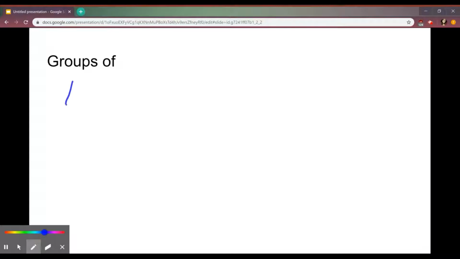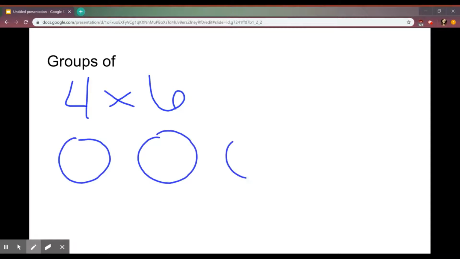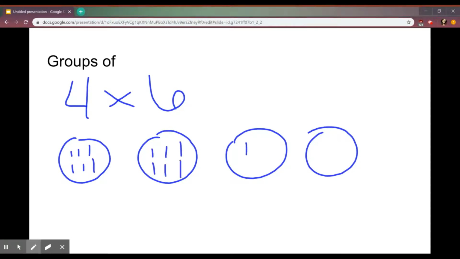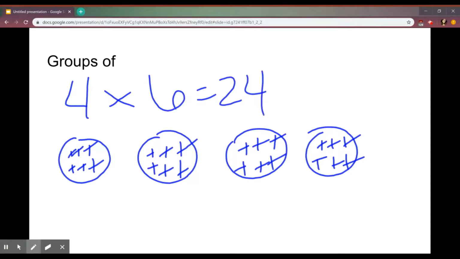We'll do one more example of groups of. We'll do 4 times 6. So we draw 4 groups. I'm going to put 6 in each. 1, 2, 3, 4, 5, 6 in each group. I'm going to add them all up. 1, 2, 3, 4, 5, 6, 7, 8, 9, 10, 11, 12, 13, 14, 15, 16, 17, 18, 19, 20, 21, 22, 23, 24. Or if you want to skip count it, 6, 12, 18, 24.